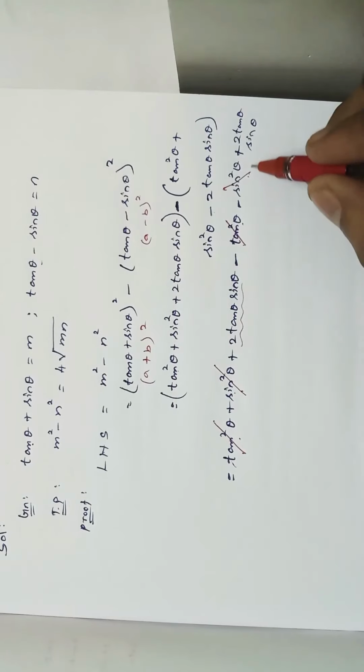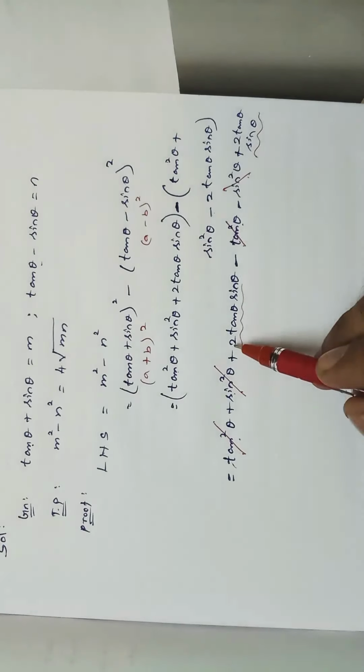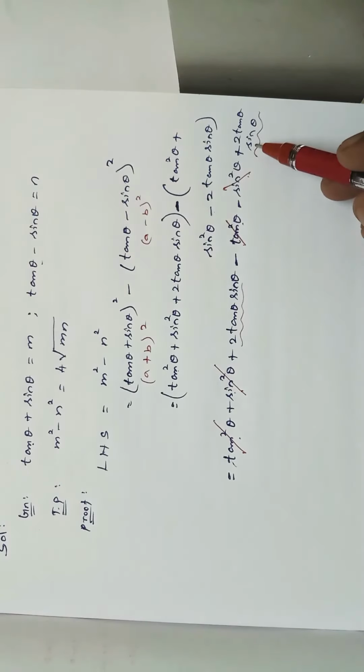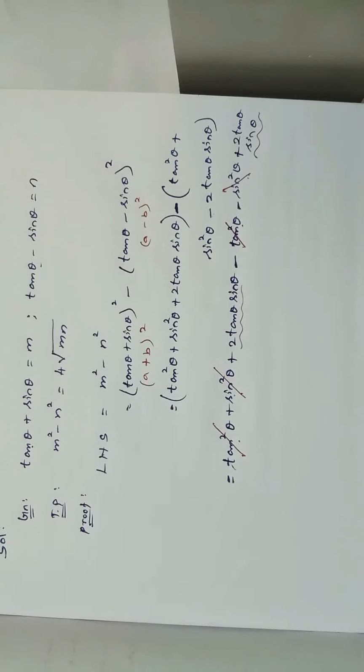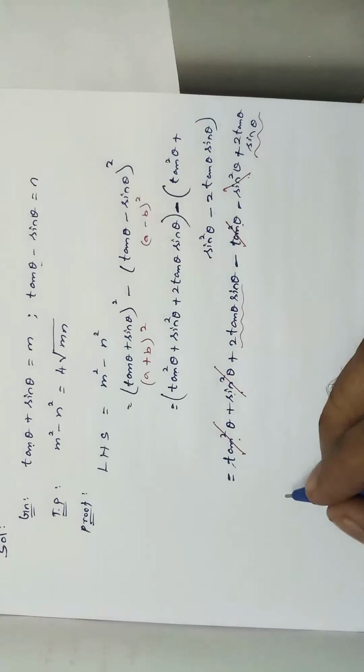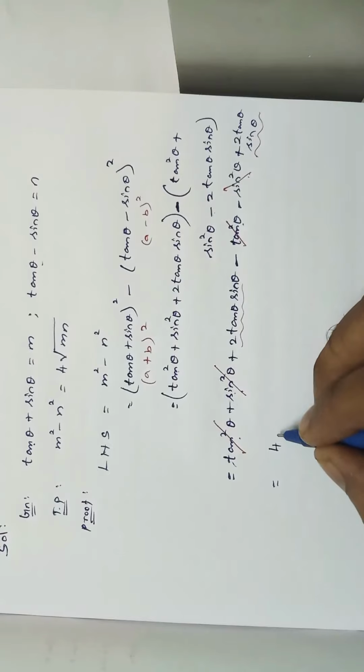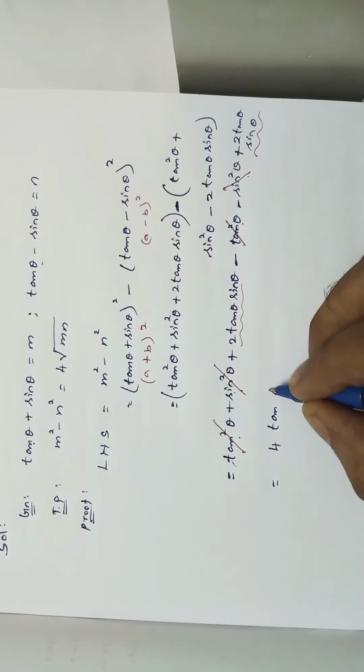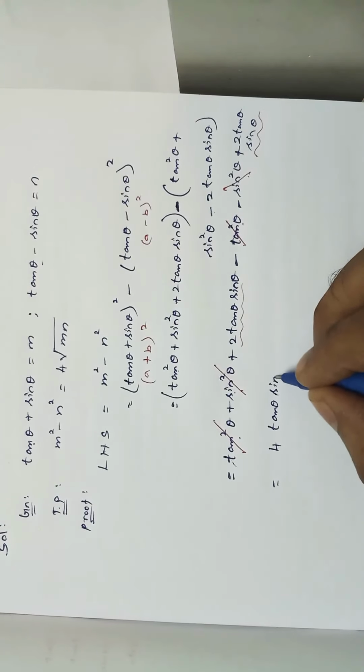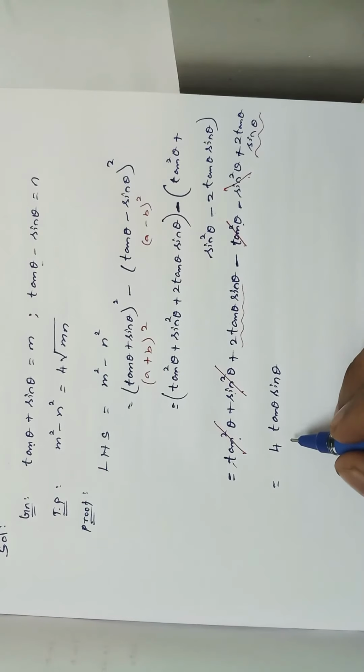Plus 2 tan sin theta and plus 2 tan sin theta. Both are plus, so we can add. Plus 2 tan sin theta plus 2 tan sin theta is nothing but what is it? 4 tan theta sin theta, right? So this is nothing but the value of LHS.